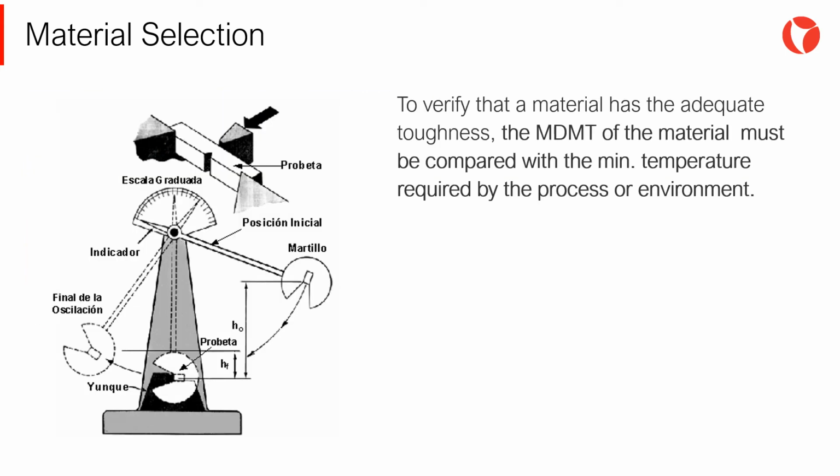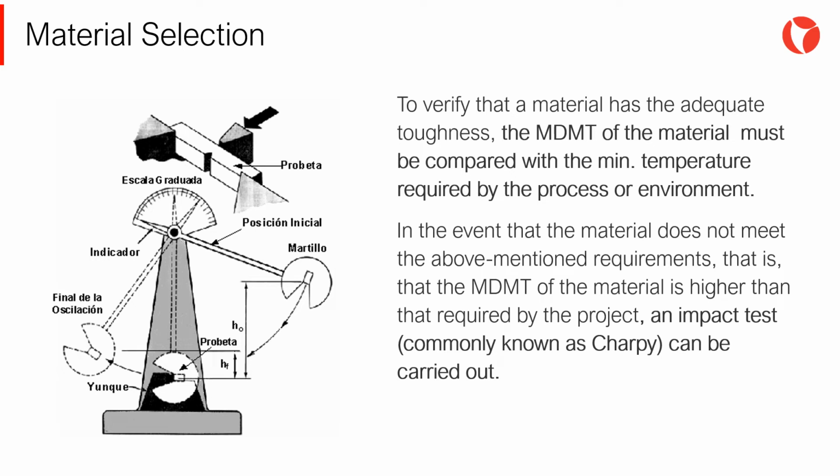To verify that a material has adequate toughness, the MDMT of the material must be compared with the minimum temperature required by the process or environment. Let's remember that the MDMT is the minimum design metal temperature. In the event that the material does not meet the above-mentioned requirements, that is, that the MDMT of the material is higher than that required by the project, an impact test, commonly known as Charpy, can be carried out to determine the exact properties of the chosen material.